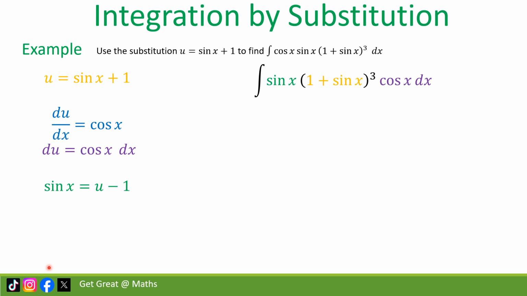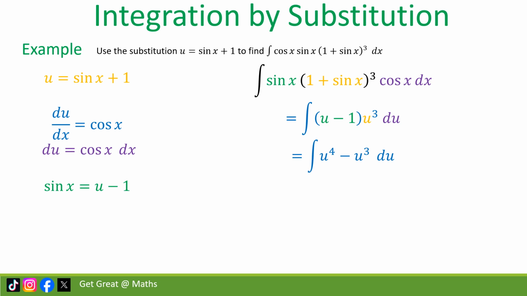So I've got the integral of sine x (1 plus sine x) all cubed times by cos x dx. Now I have rearranged it to put the cos x and dx next to each other so you can see the whole of this last bit is the same as du. So replacing the sine x with u minus 1, the 1 plus sine x is the same as u. It's all cubed, and then we're going to replace the cos x dx with du. From here I just need to expand out the brackets to give me the integral of u to the power 4, take away u cubed du.